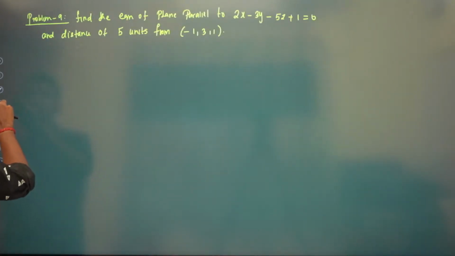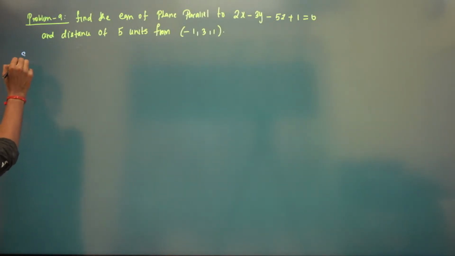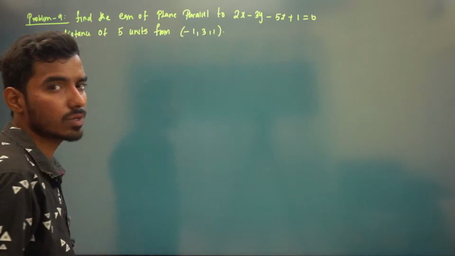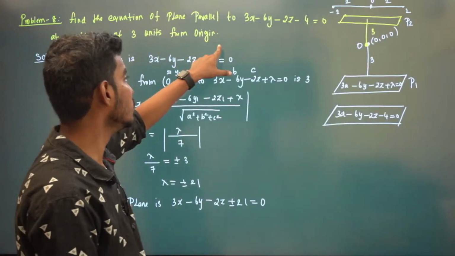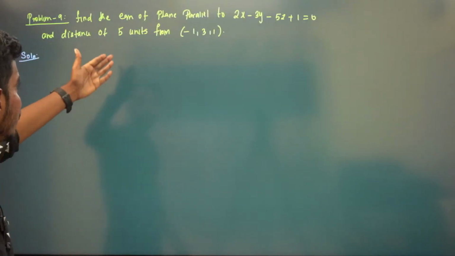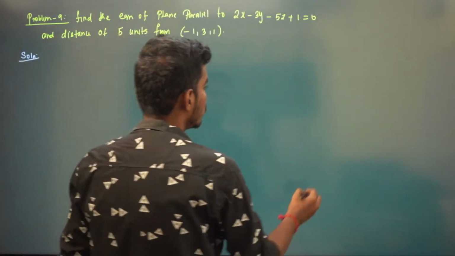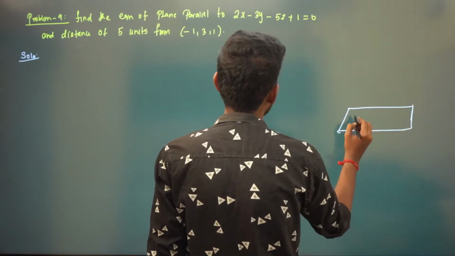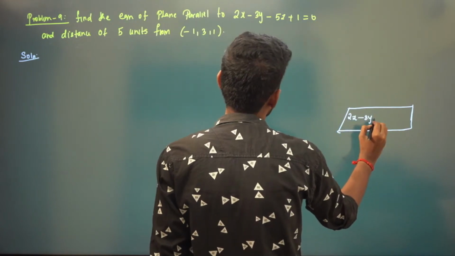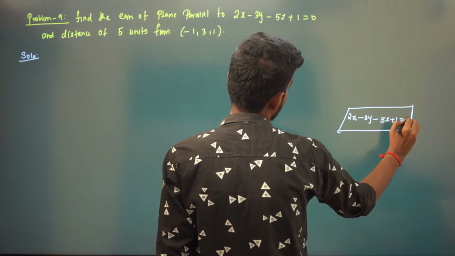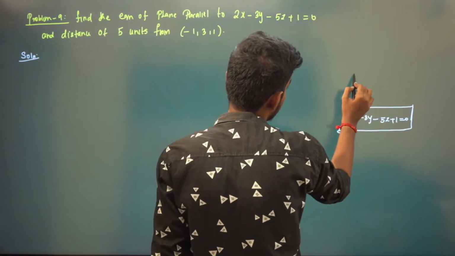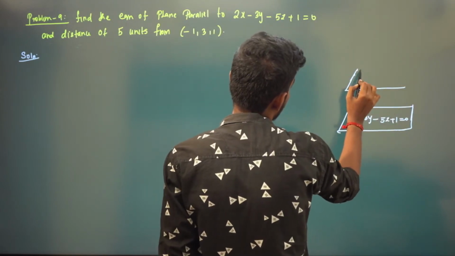Now again, a similar problem. So find the equation of plane parallel to this plane and at a distance of 5 units from (-1, 3, 1). Here it was 3 units from (0, 0, 0). So here we have the same problem, only 5 units from (-1, 3, 1). So we need to find an equation of plane that is parallel to 2x minus 3y minus 5z plus 1 is equal to 0.